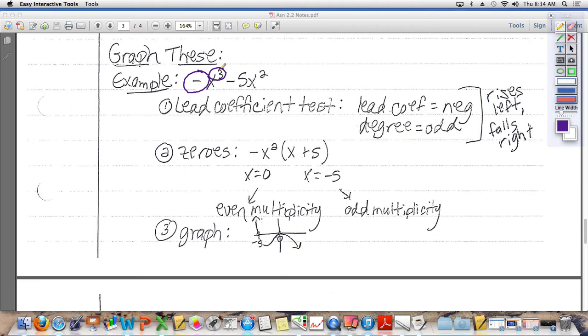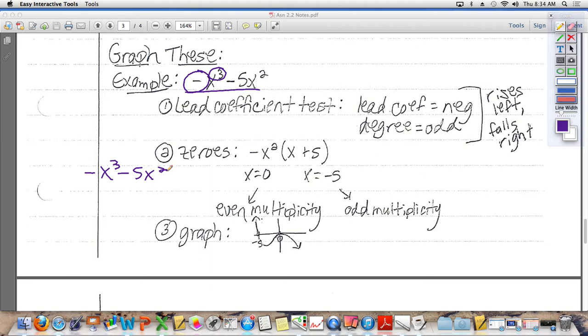Okay? The next thing you need to do is calculate the zeros. All right, so here's our original function. We have negative x cubed minus 5x squared. What can I factor out of this so I can find the zeros a little bit quicker? What can I factor out?